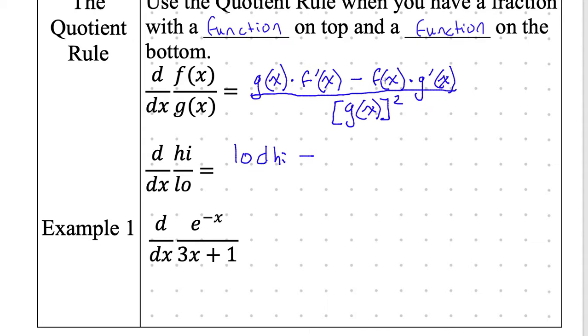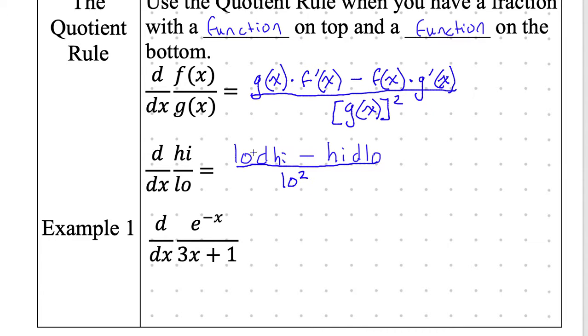minus, and then f of x is on the top, so that's high. High, and then the derivative of the bottom, derivative of low, is d low. And then all of that is going to be divided by low squared. Let me make that fraction a little bit better too. You can think of that as low squared. So again, you need to practice saying this. The derivative of high over low is low d high minus high d low all over low squared.